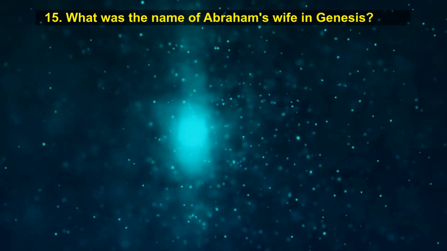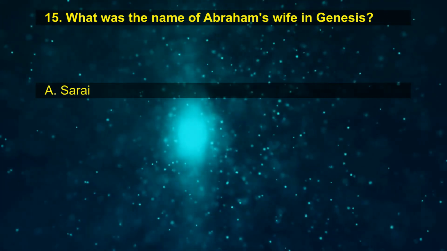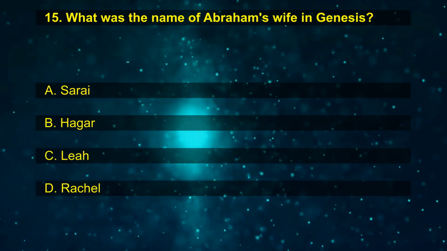15. What was the name of Abraham's wife in Genesis? A. Sarai. B. Hagar. C. Leah. D. Rachel.